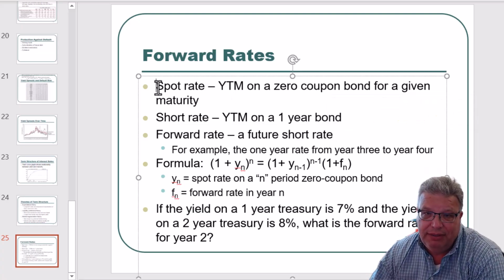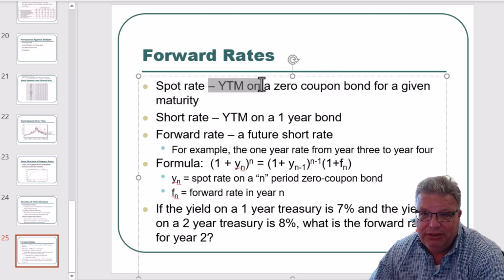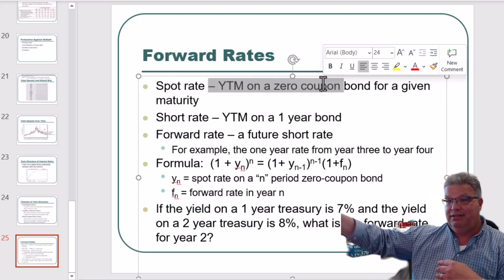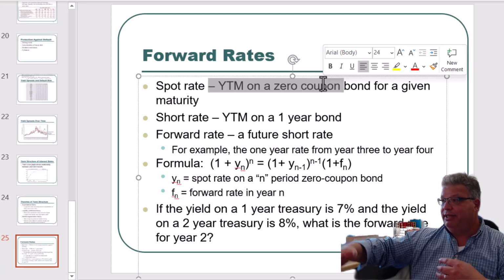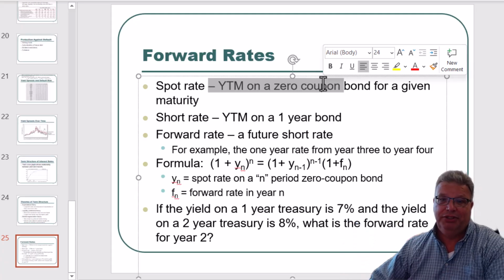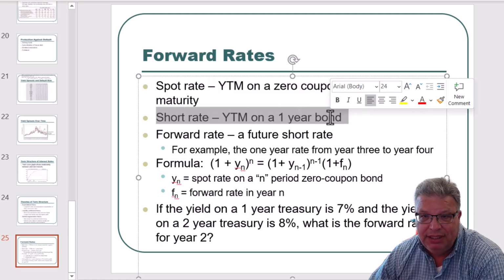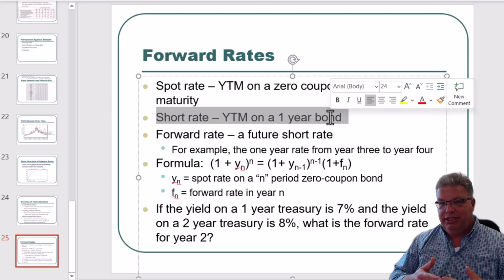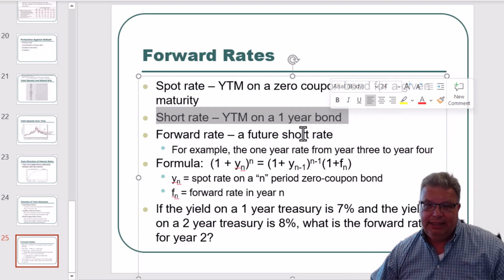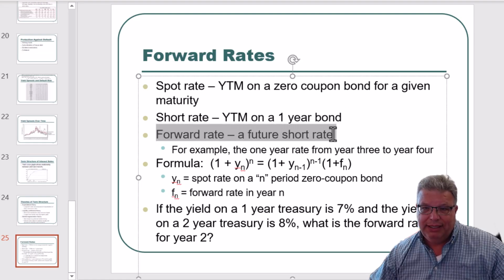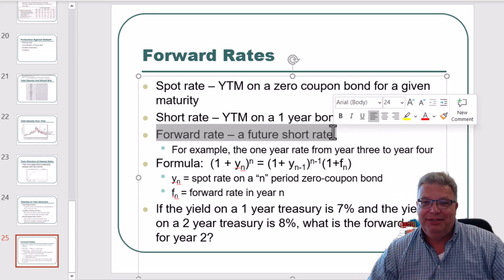First off, the spot rate is just the yield to maturity on a zero coupon bond out to a given maturity. The 1-year spot rate, the 2-year spot rate, the 3-year, the 4-year, the 5-year spot rate, and so on. The short rate is the yield to maturity on just a 1-year bond. And I already said that the forward rate is a future short rate. I know they're starting to get a little confusing, right?